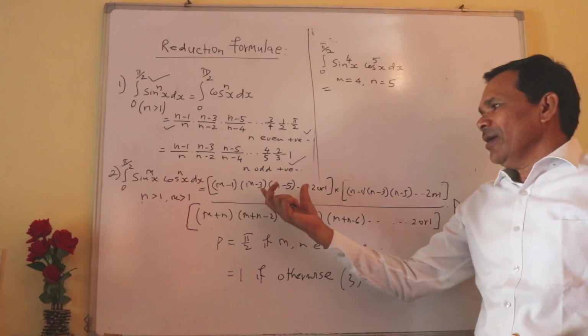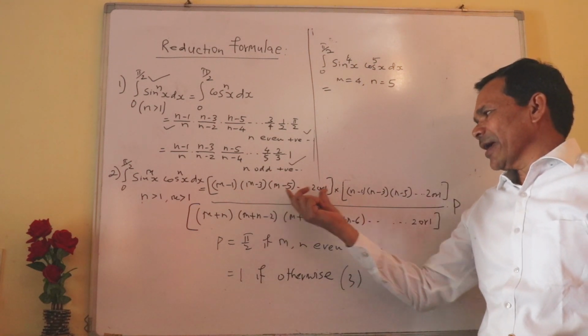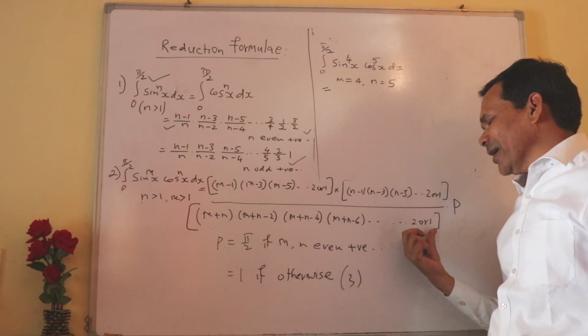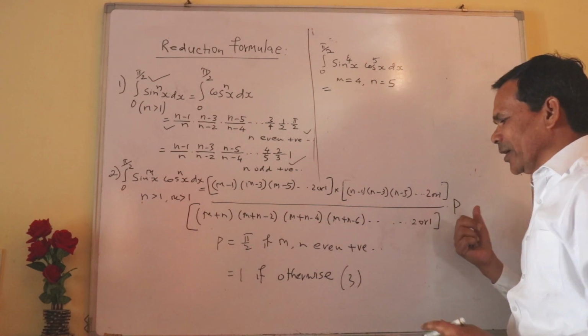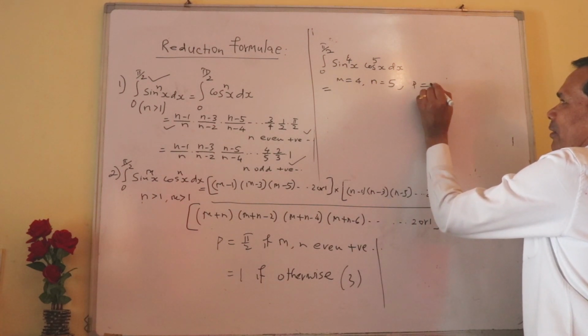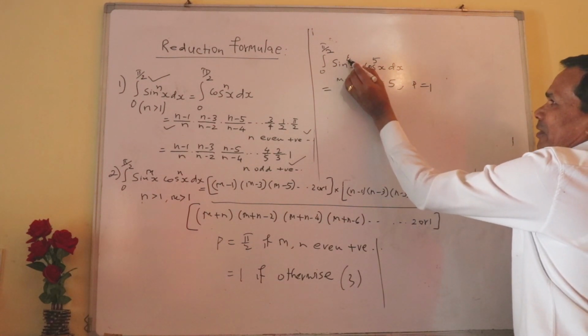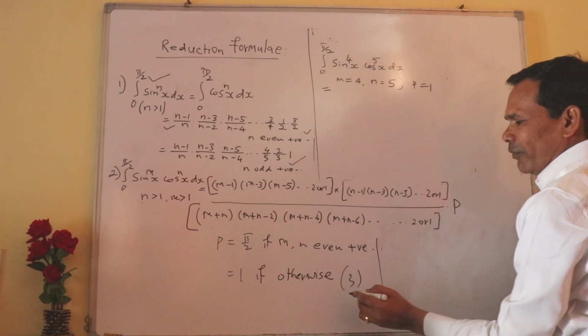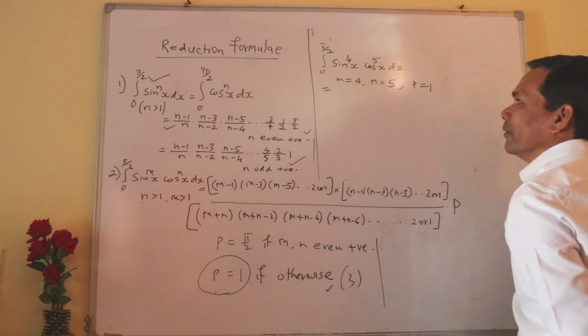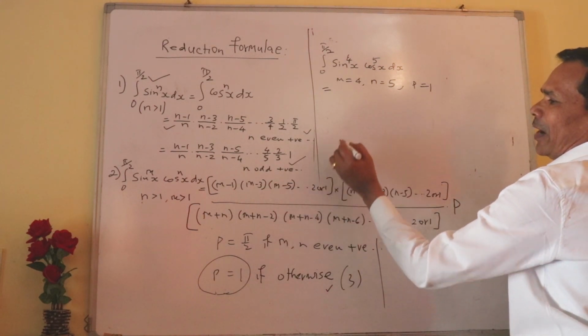So in this formula, there are three brackets: first bracket, second bracket, and the third bracket, and the value of p to be considered here. So p is taken as 1 because this is even, this is odd. If it is even or odd, the value of p is equal to 1. So we apply the formula then.